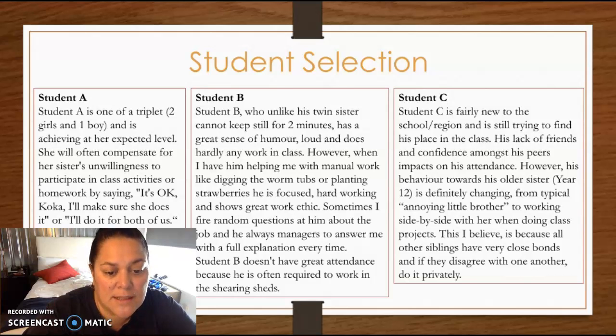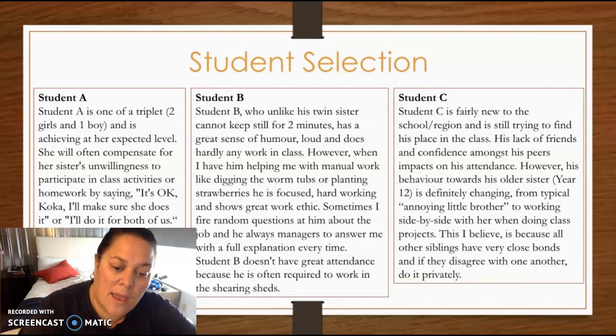All of my students either have siblings or cousins at the school, and to add to the mix, approximately 40% of the students in the senior school are my extended whānau. So that adds another element to how the students relate to me as their teacher.